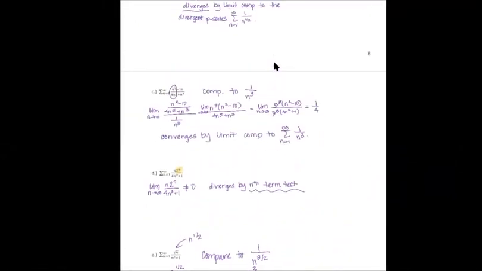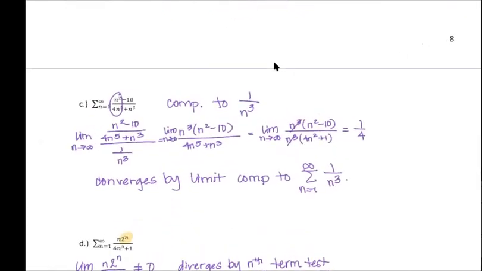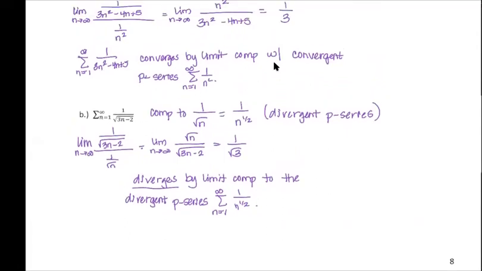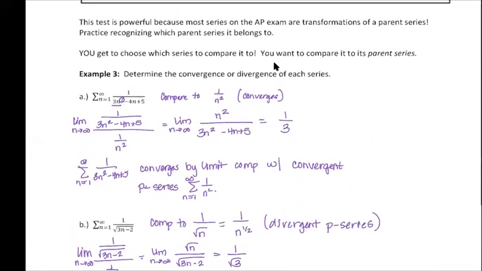Don't forget on examples like D, you can always fall back on the nth term test for divergence, especially if you recognize right away that the top is more powerful than the bottom. Otherwise, pick a convenient series that you can compare it to, choose something that we know something about, and that is where we will go from.